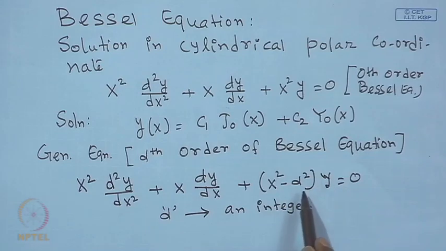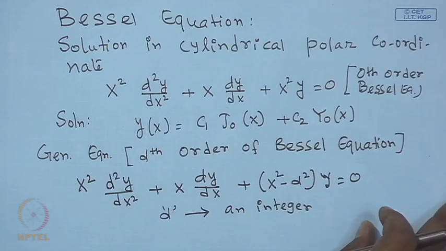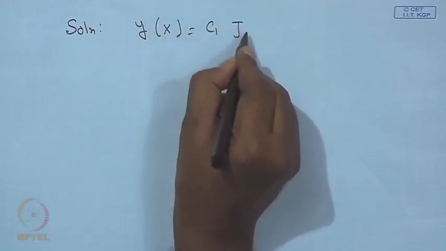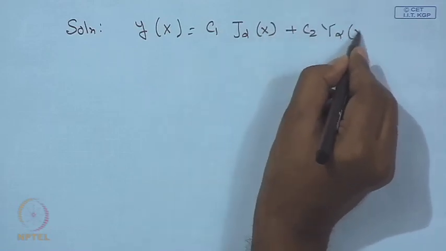So, just check, if we put alpha is equal to 0, we are going to get back the 0th order Bessel equation. For any value of alpha you will be getting the Bessel equation. For alpha is equal to 1, the last term will be x square minus 1. So, the solution of this equation is in the form of y x is equal to C 1 j alpha x plus C 2 y alpha x.